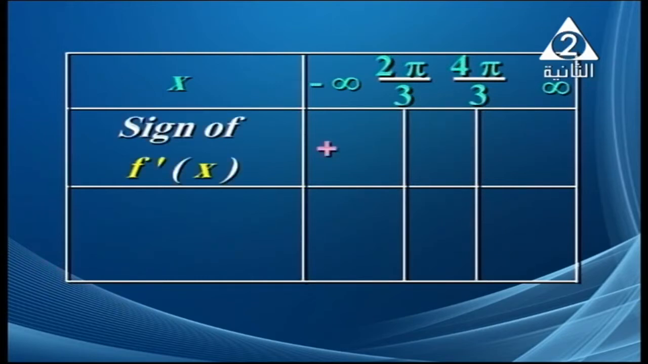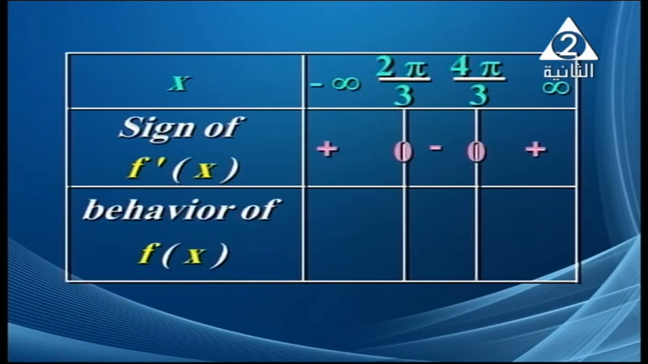The sign of f dash x in the first interval is positive. Second interval, negative. Third interval, also negative. Fourth interval, positive. Therefore, what is the behavior? If f dash of x is positive, my dear student, then we know that f of x is increasing. The second interval is negative.